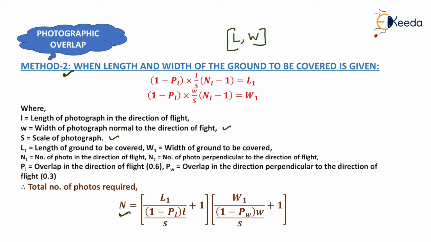Now, during the calculation of the number of photographs, we have to round off these values individually. We do not need to multiply these values before rounding off. We have to round off the number of photographs in the length and the number of photographs in the width. After that, we need to multiply the rounded off values and we will get the number of photographs as an integer value. Those are the two methods for the computation of the number of photographs.